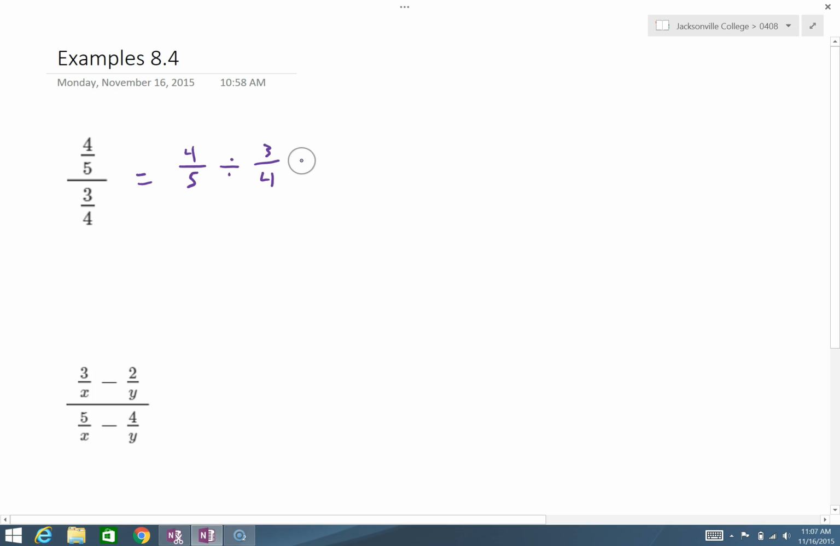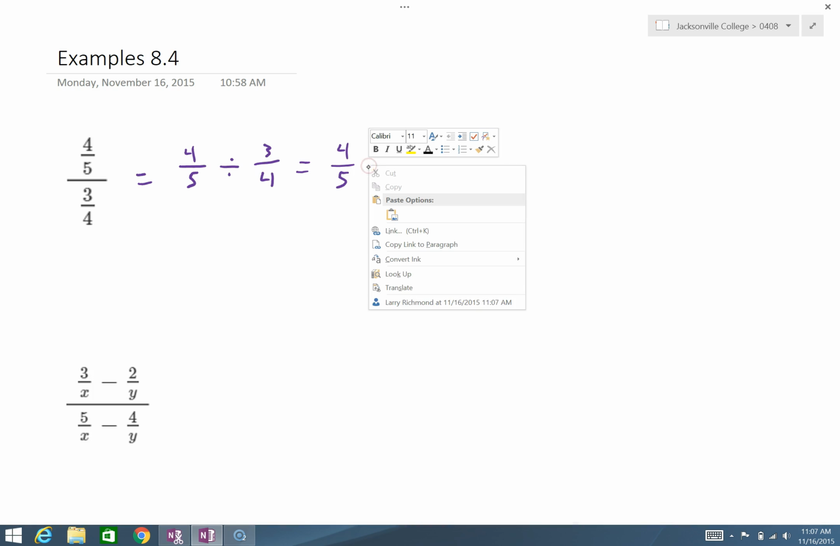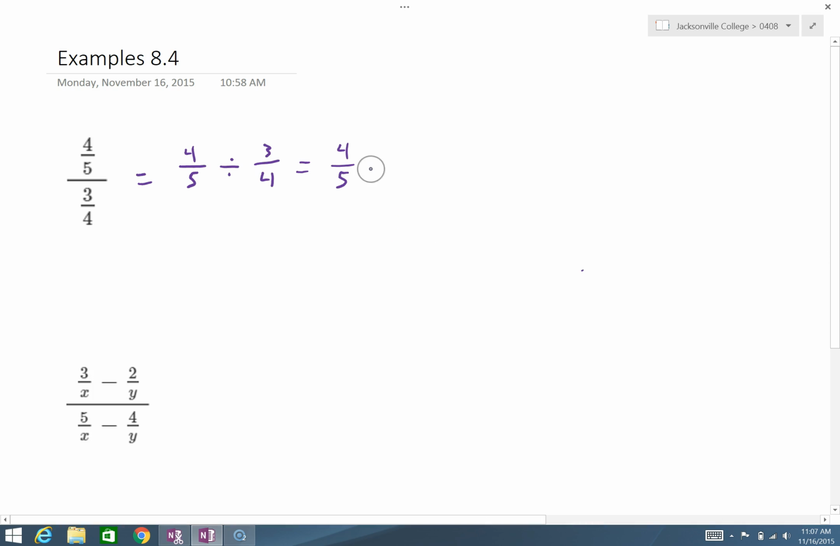Well, when we divide by a fraction, we multiply by the reciprocal. So I'll leave the first fraction the same, 4 over 5. I change my division to a multiplication. Division becomes a multiply. And then I will find the reciprocal, that is, flip over the second fraction, 4 over 3.